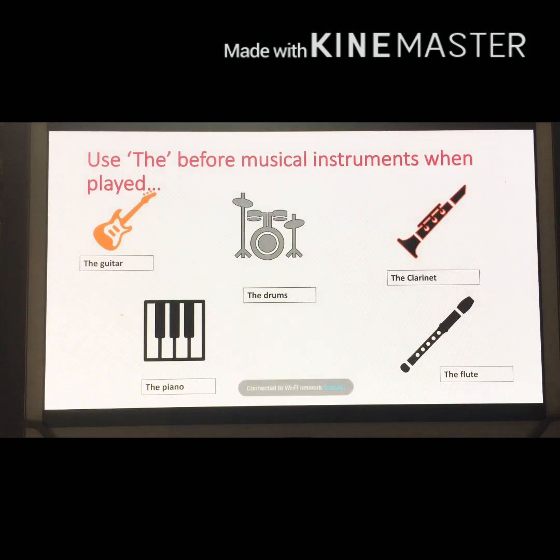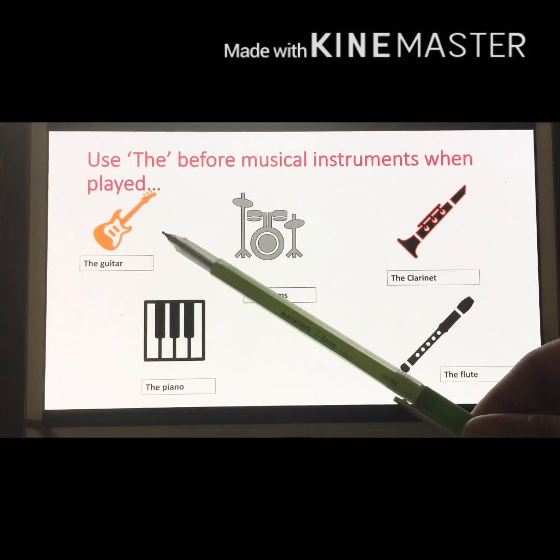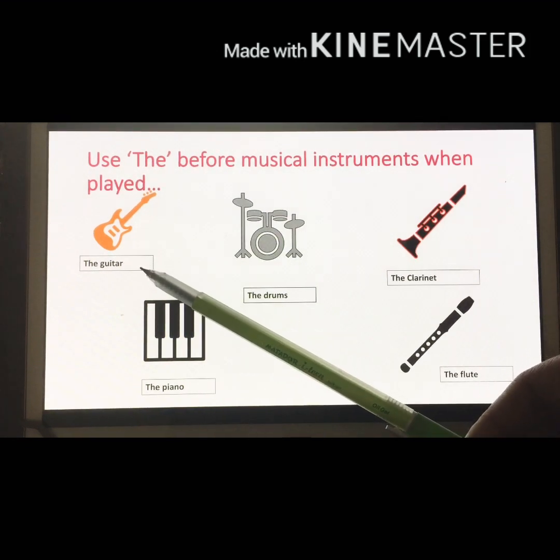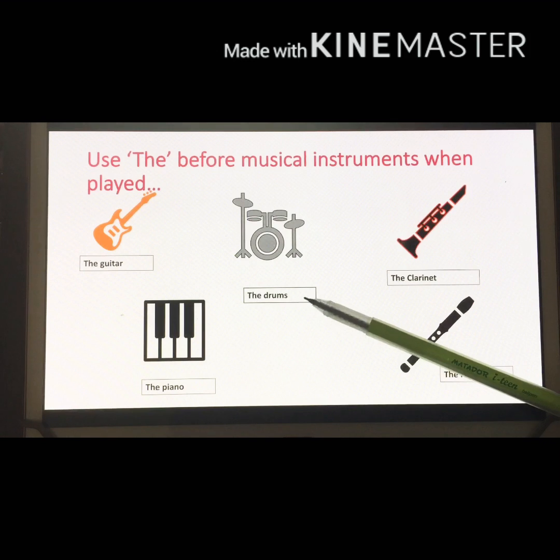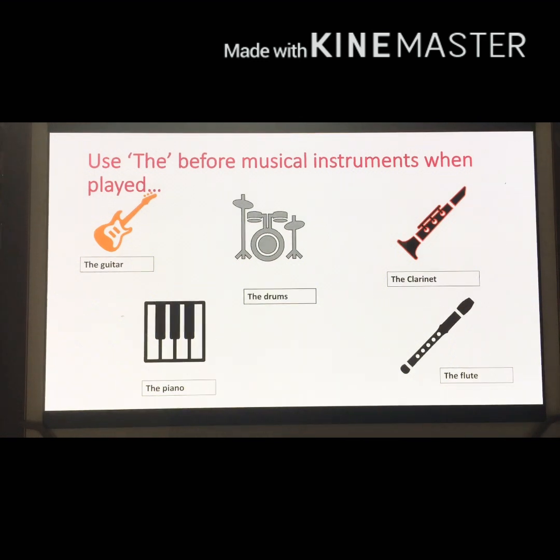Use "the" before musical instruments when played. In the first picture you can see the guitar. You can say, I can play the guitar. I do not play the drums. My friend plays the clarinet very well. You can play the piano. Do you play the flute?